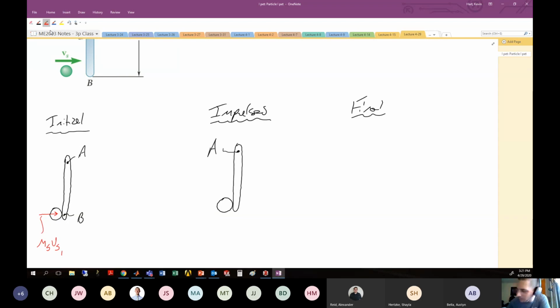So the only impulses that we have in this particular problem are the impulses that occur from the pin at A. So here's the integral of the force at A in the y direction over time. And here's the impulse associated with the force at A in the x direction over time. All right, so get your facts straight. Final momentum.